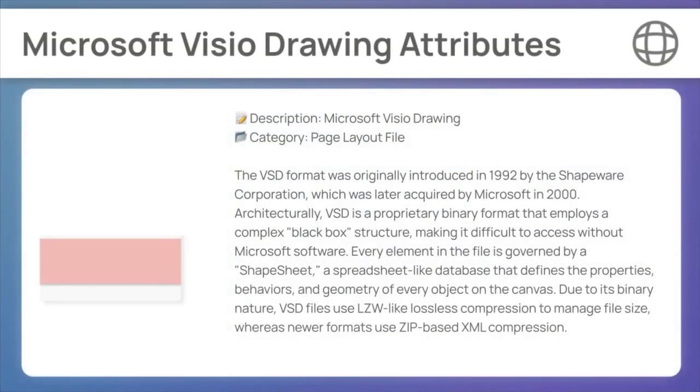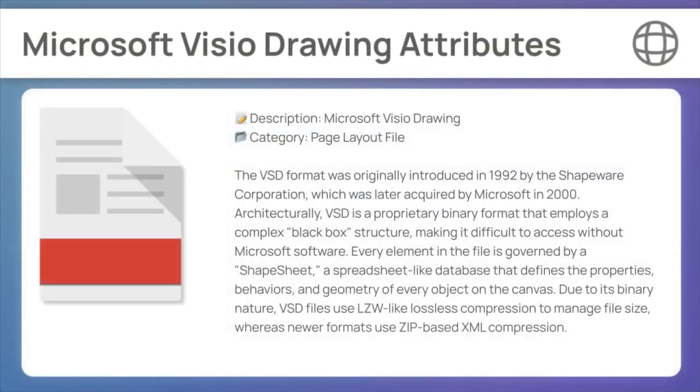The VSD format was originally introduced in 1992 by the Shapeware Corporation, which was later acquired by Microsoft in 2000. Architecturally, VSD is a proprietary binary format that employs a complex black box structure, making it difficult to access without Microsoft software. Every element in the file is governed by a ShapeSheet, a spreadsheet-like database that defines the properties, behaviors, and geometry of every object on the canvas.